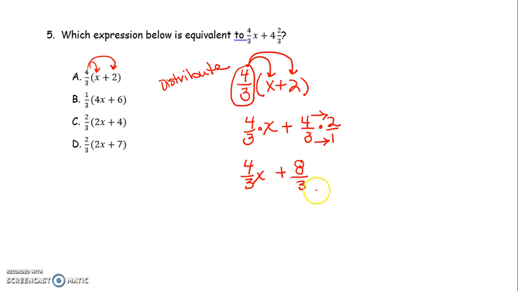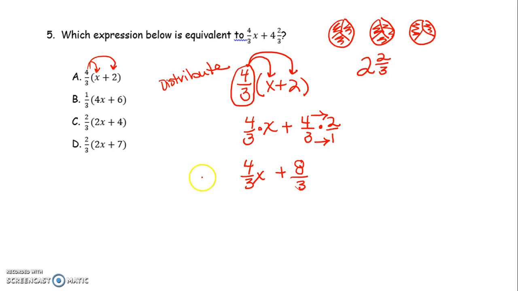That's 8/3. But 8/3 is a fraction that's bigger than 1, so we're going to rewrite it as a mixed number. 8/3. You know me, I would draw out thirds. That's 3/3. That gets me to 6/3. I only need 8/3. So I need 1, 2, 3, 4, 5, 6, 7, 8/3. That appears that it's 2 whole circles and 2/3 of another circle. It's not going to be the right answer.